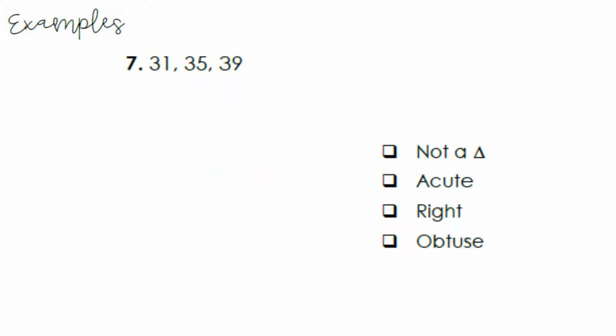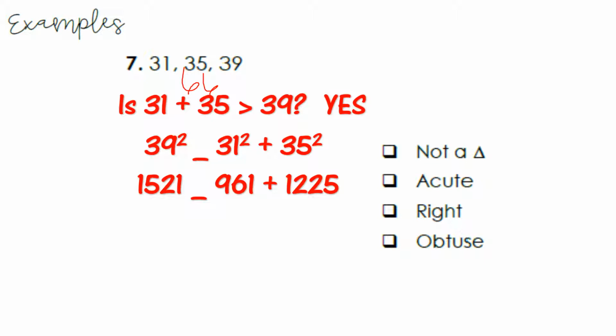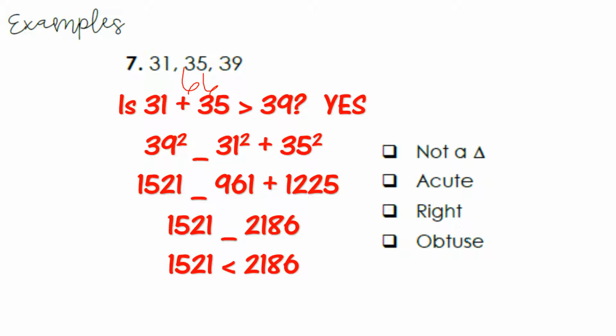One more example. Example 7. I want to compare a triangle with side lengths of 31, 35, and 39. So the first thing I do is I check to see, is the sum of the smaller two greater than the third? So is 31 plus 35 greater than 39? Well, yes, it's 66, and 66 is greater than 39, so it can be a triangle. So then I compare c squared to a squared plus b squared. So 39 squared is compared to 31 squared plus 35 squared. Or 1,521 is compared to 961 plus 1,225. So whenever I combine those, I get 1,521 compared to 2,186. I'd rather have the $2,186, so 1,521 is less than 2,186. The less than symbol indicates that this is an acute triangle.